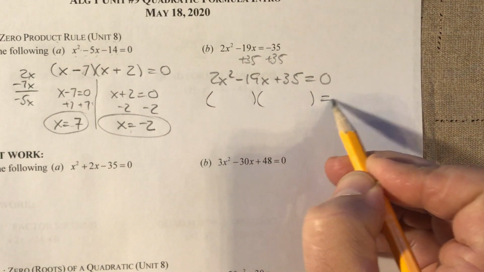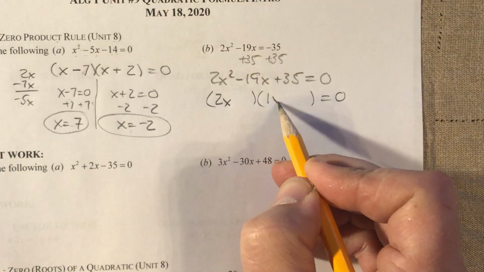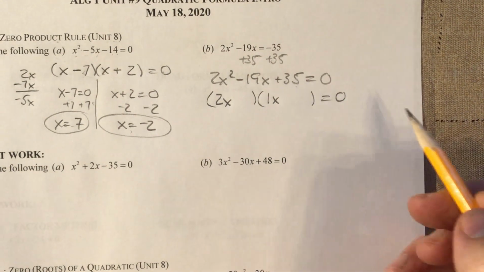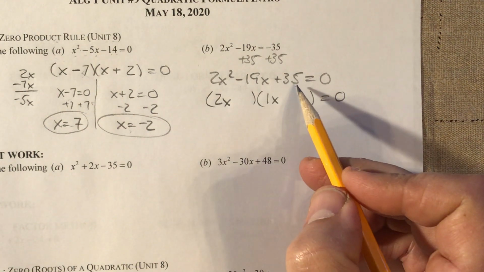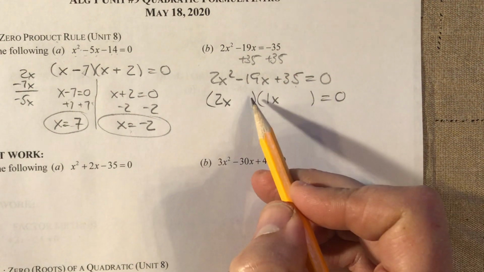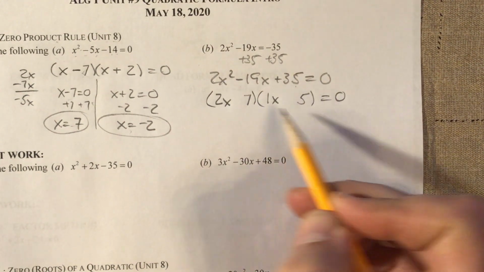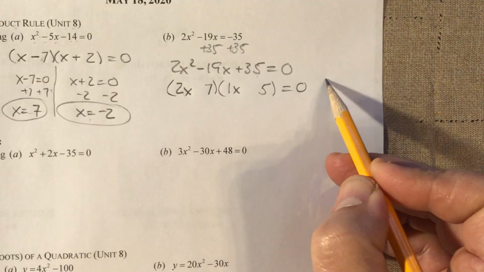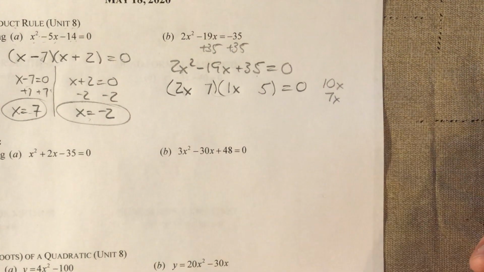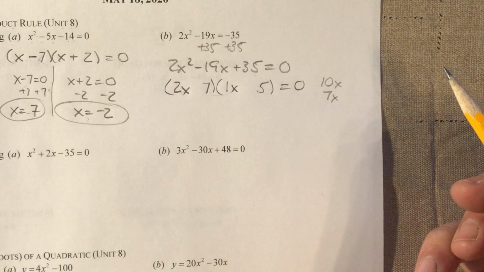So what gives me 2? Not a whole lot. 2 times 1 is the only way I'm going to get 2. All right, what gives me 35? I think most people would try 7 and 5. But you got to be careful here. So let's say I try the 7 and the 5. I'm doing it in pencil, so I can erase. What's my outer? My outer is 10. What's my inner? 7. I can get 17. I can't get 19. I could add those up and get 17, but I can't get 19.